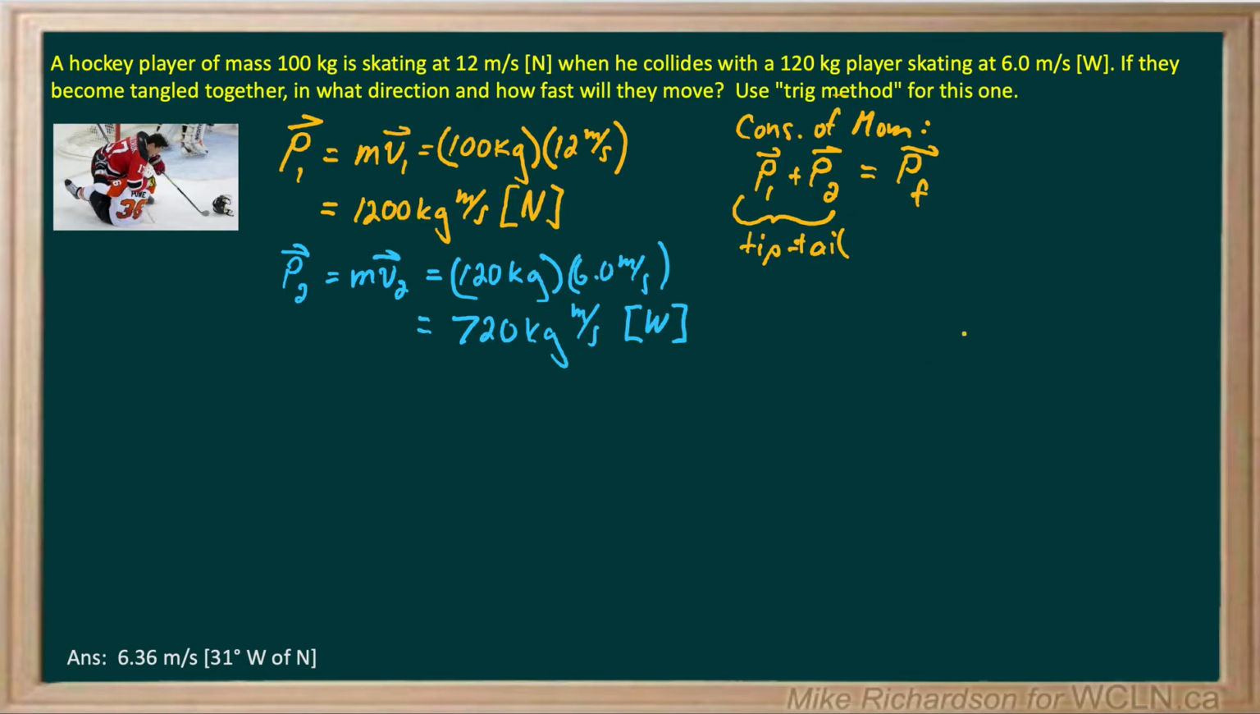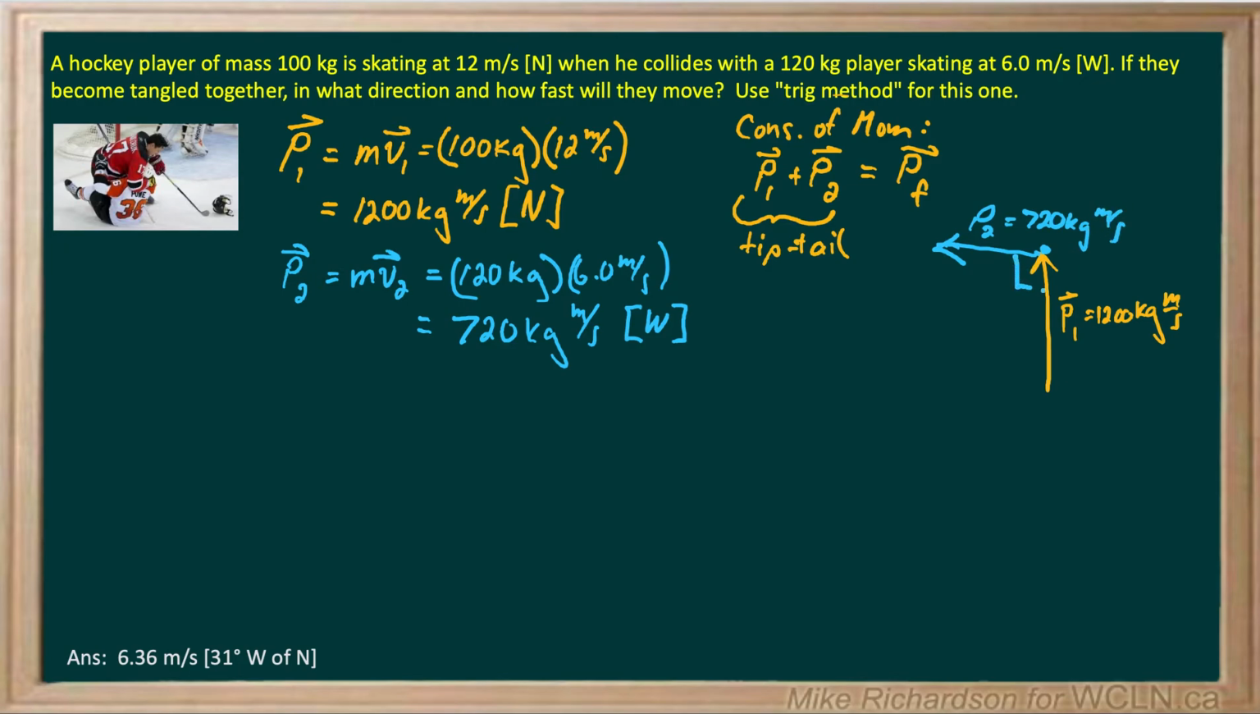Now I construct my diagram. So my diagram will look like this. Player 1, straight north, with a momentum P1 equal to 1200 kilogram meters per second. And then at the tip of that one, I start player 2, and we know it's towards the west. Now it's a little shorter. And player 2's momentum is 720 kilogram meters per second.